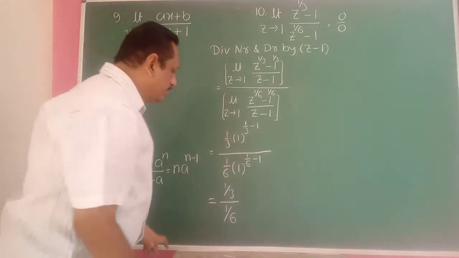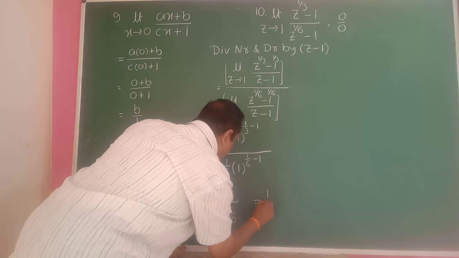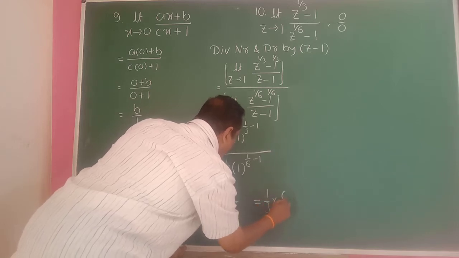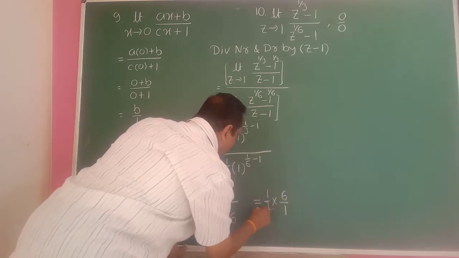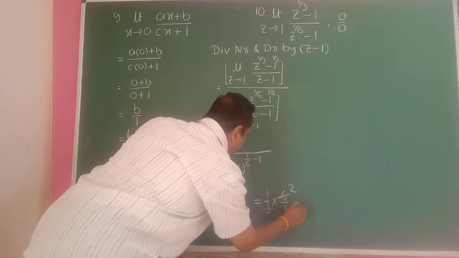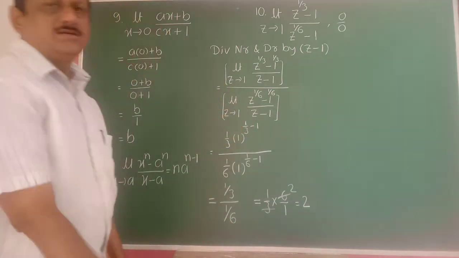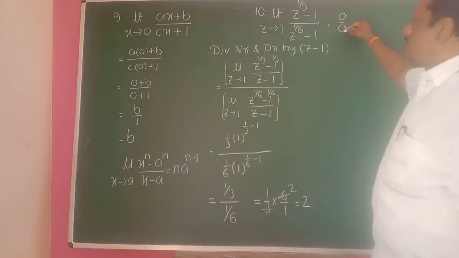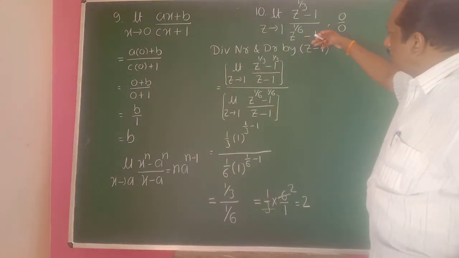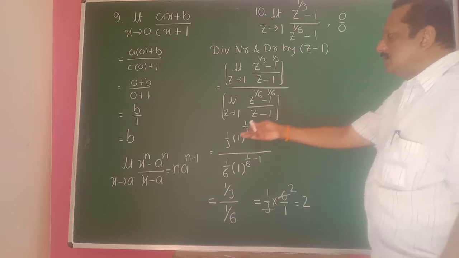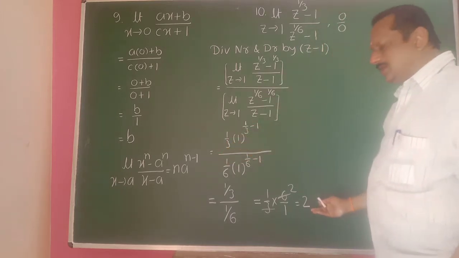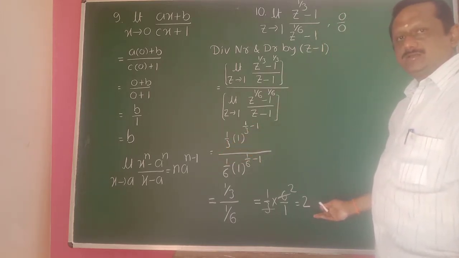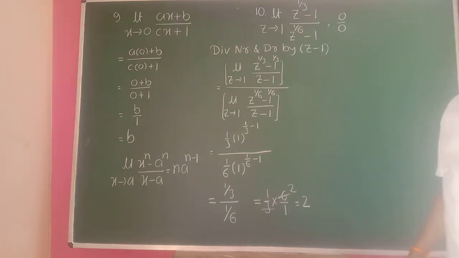Take 1 by 6 to the numerator. Yes, this is equal to 1 upon 3 into 6 by 1. 3 ones are 3, 3 twos are 6, cancels here. Therefore 2 is the answer. If you directly put 1, you will get a 0 by 0 form. Then dividing numerator and denominator by z minus 1, apply the formula to get the value 2. Okay, so this is the solution here.